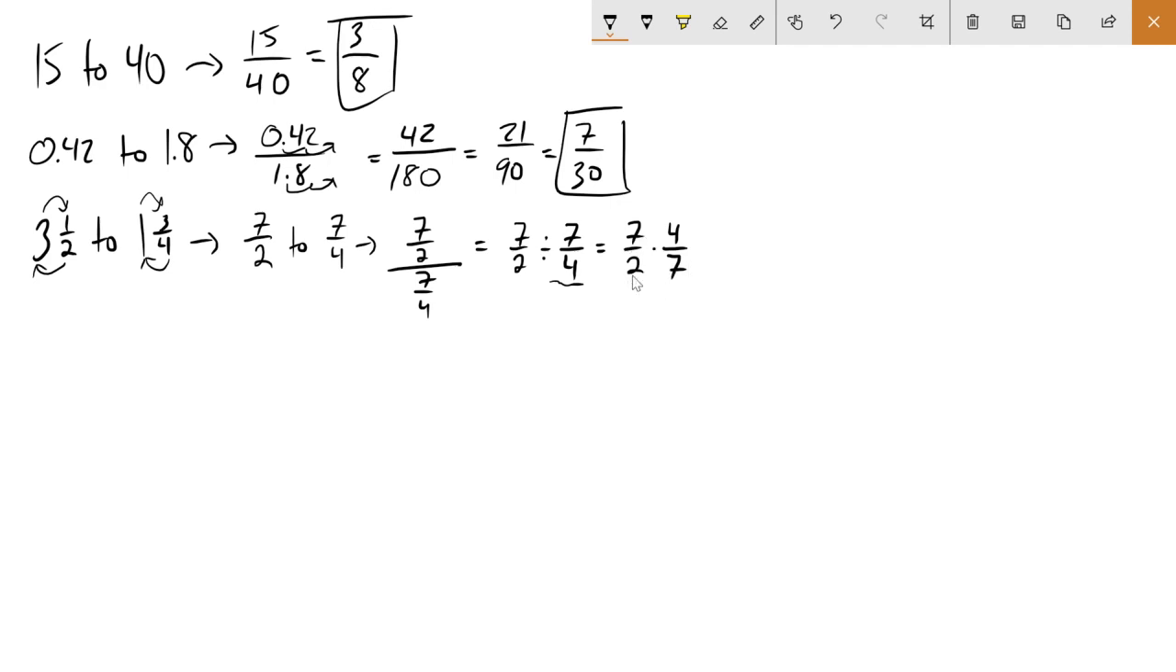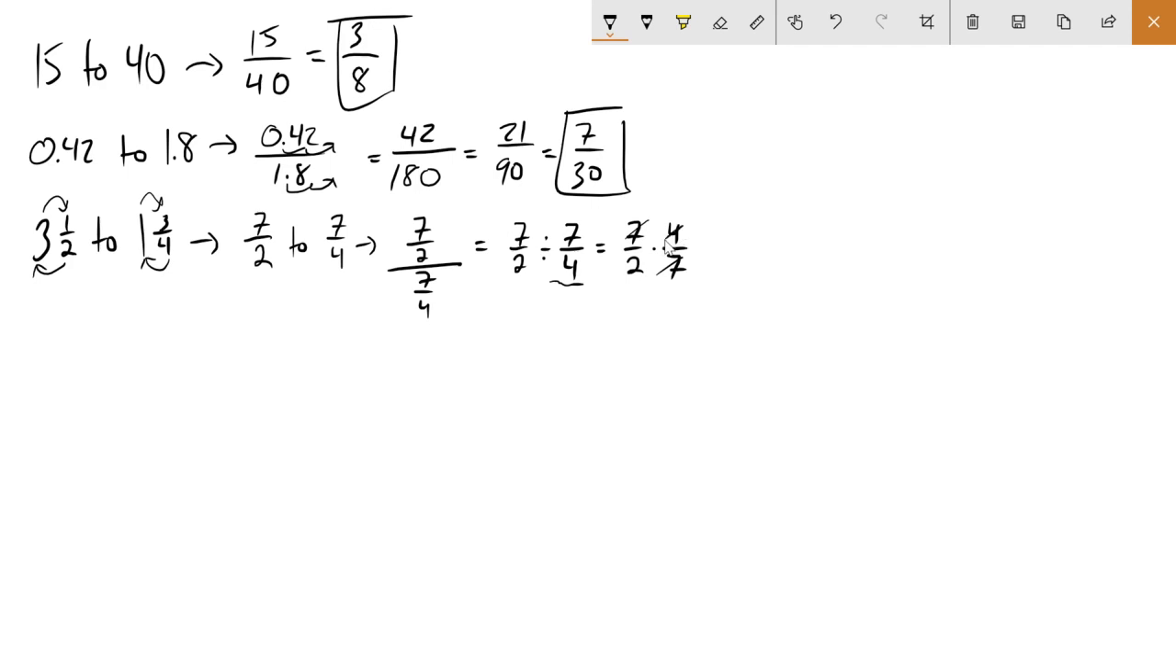Our 7s are going to cancel for sure, right? So our 7s are going to divide out because there's 7 on top and 7 on bottom. You can do this because it's multiplication. You can't do this kind of cancellation with addition or subtraction. That's a common mistake I saw in addition and subtraction. You can only do this for multiplication.